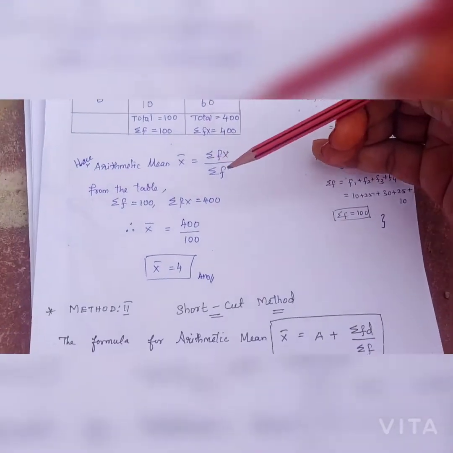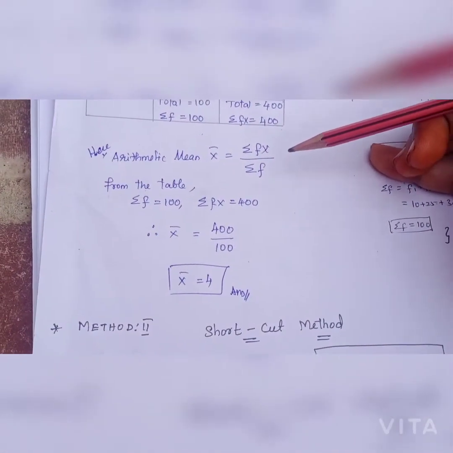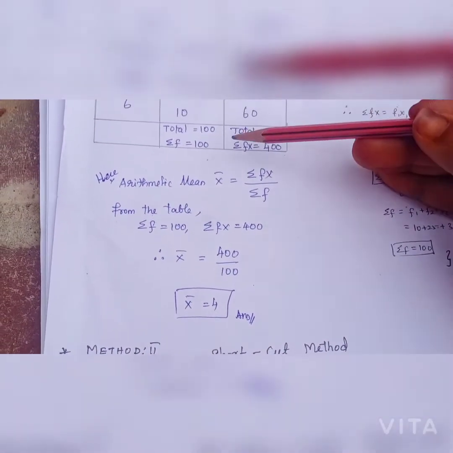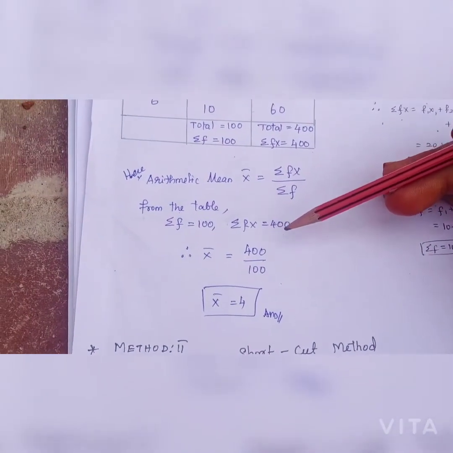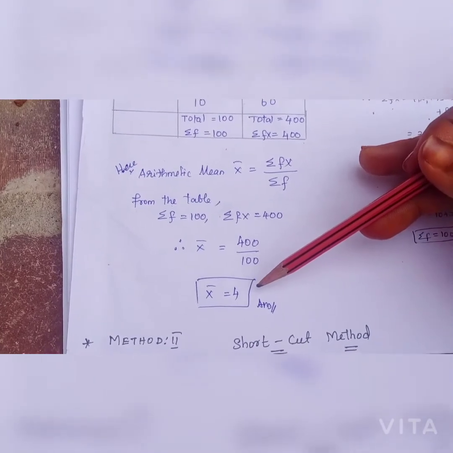Formula: arithmetic mean x bar is summation of fx by summation of f. From the table we get summation of f is 100, summation of fx is 400. After simplifying we get x bar is 4.